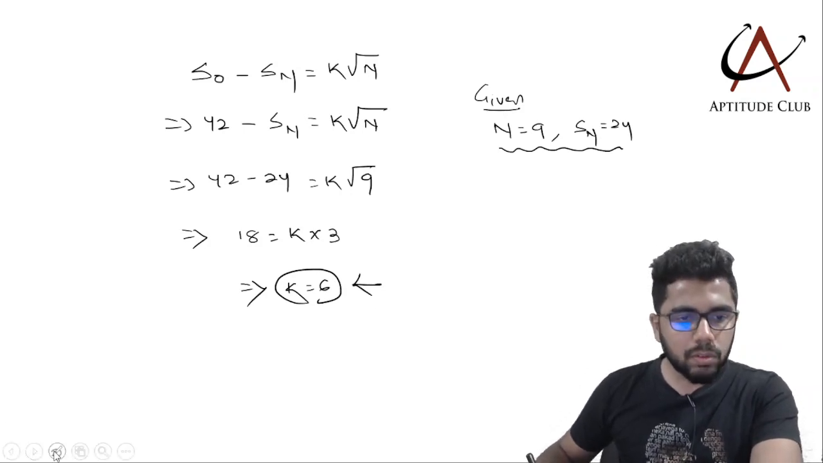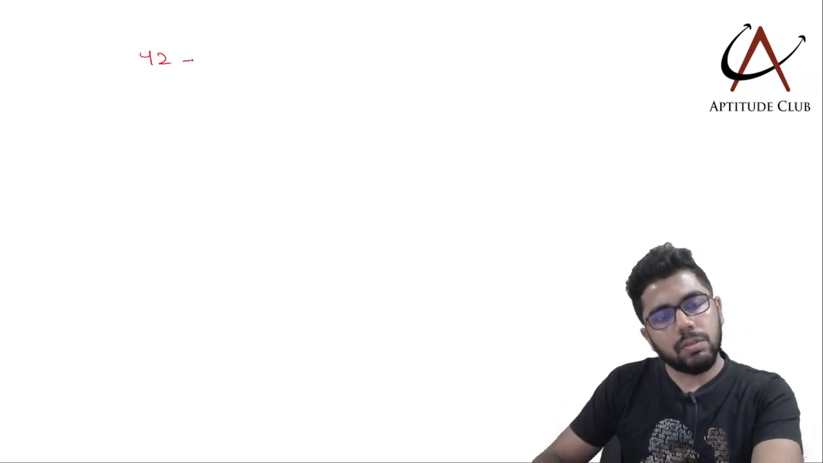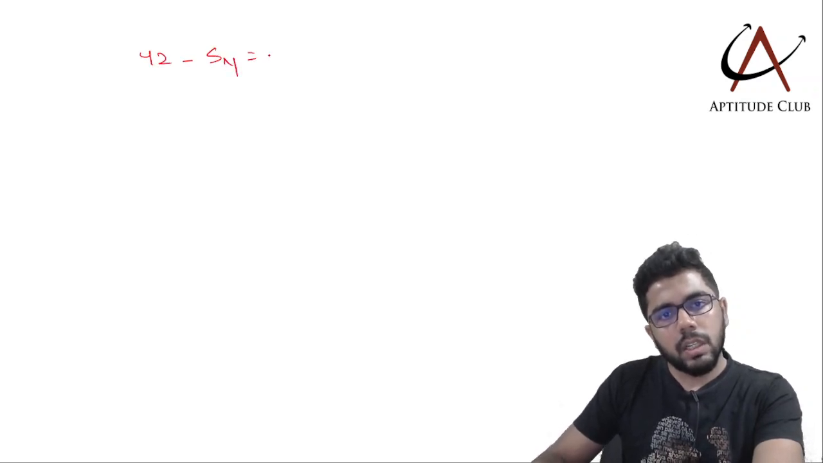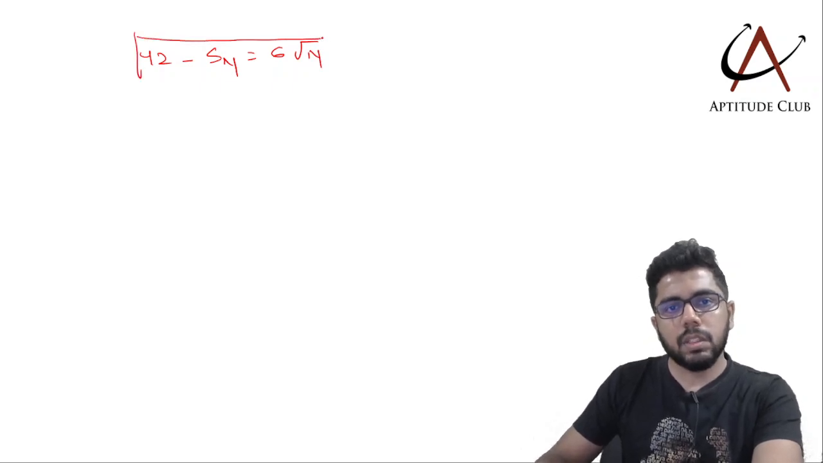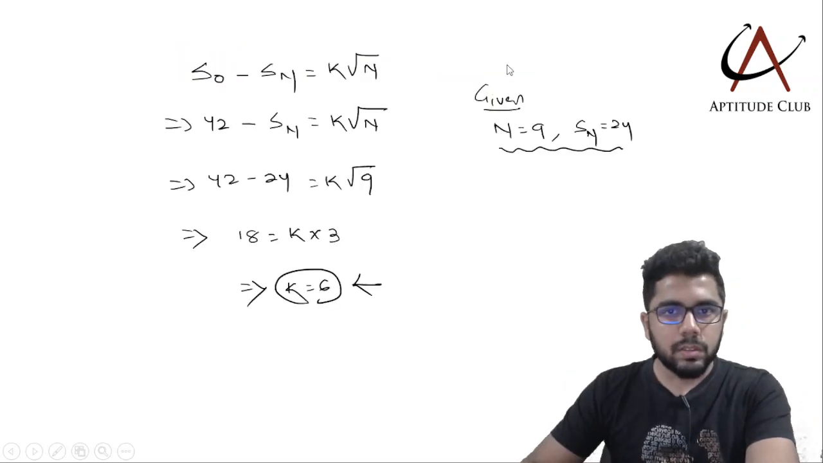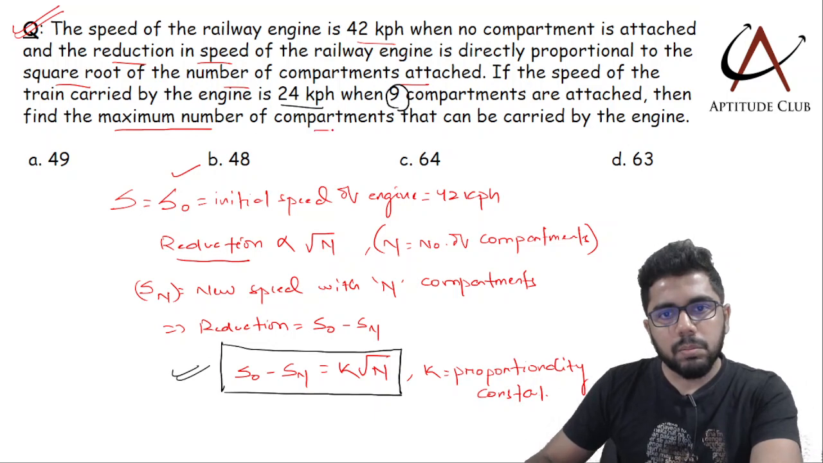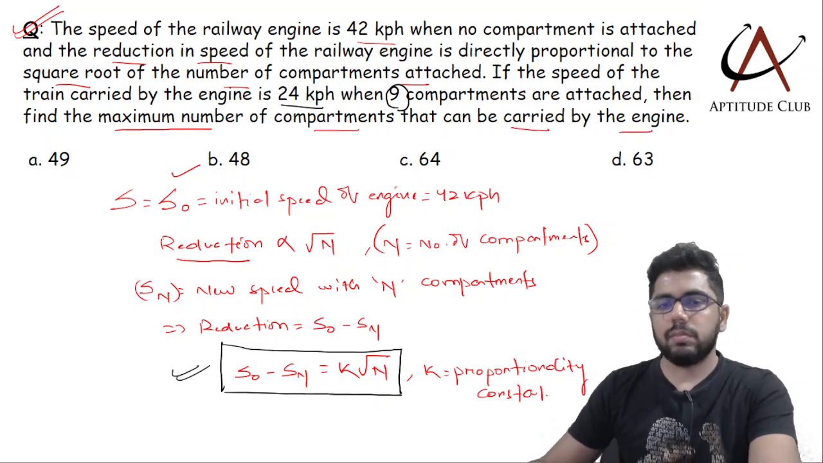Once I get k equal to 6, let me rewrite the equation again. That is, 42 minus Sn, and in place of k, I can write 6. This becomes my final equation. I figured out what is k. Now what is the question asking? Find the maximum number of compartments that can be carried by the engine.